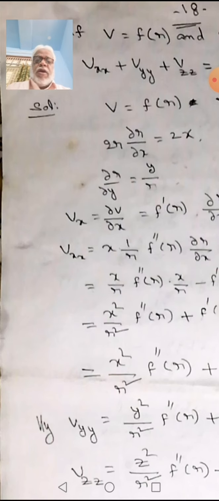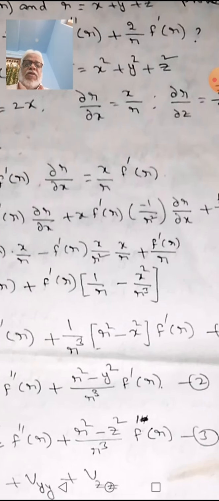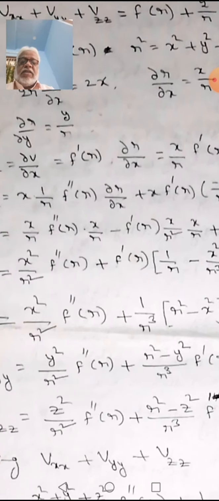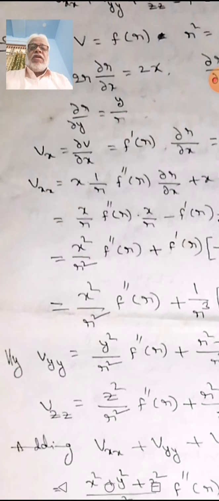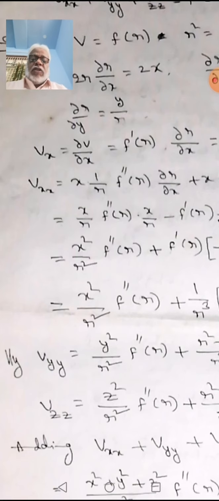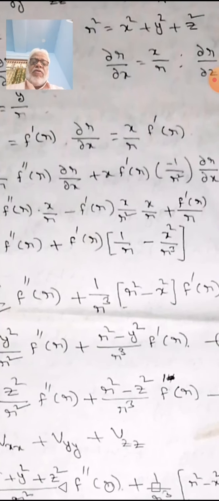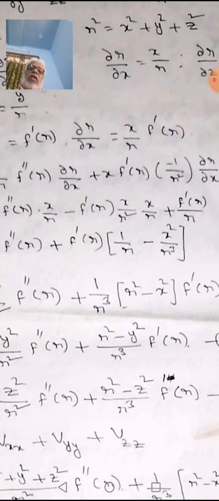So vxx is equal to x square by r square f double dash r plus 1 by r cube, r square minus x square, f dash r. This is the vxx. Now tell me, what is the derivative vyy, partially with respect to y? Vyy is, instead of x just we write y: y square by r square f double dash r plus r square minus y square by r cube f dash r. Because r is common, where r square is x square plus y square plus z square.